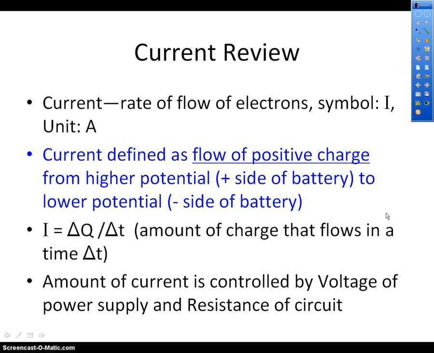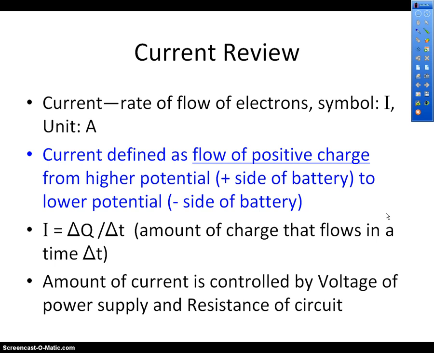So just to remind you, let's start with current. Current is the rate at which the electrons are going to flow through the circuit. The symbol for current was the letter I, capital I, and the unit was amps. We define it as the flow of positive charge from the higher potential, or the positive side of the battery, to the lower potential. Even though in reality it goes the opposite way, it's negative charge flowing from the negative to the positive, we're going to use conventional current as defined by Benjamin Franklin to be the flow of positive charge going from the positive side to the negative side.